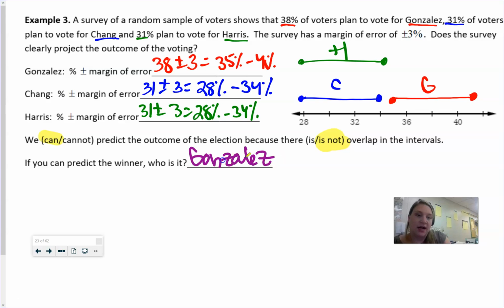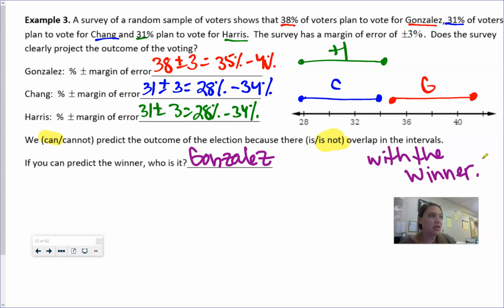Gonzalez. There we go. So there's not an overlap in the intervals with the winner. That's the important part, okay? No one overlaps with Gonzalez, so we can clearly conclude from this voting that Gonzalez is going to win. There's no other interval that's going to put anyone else ahead of him.